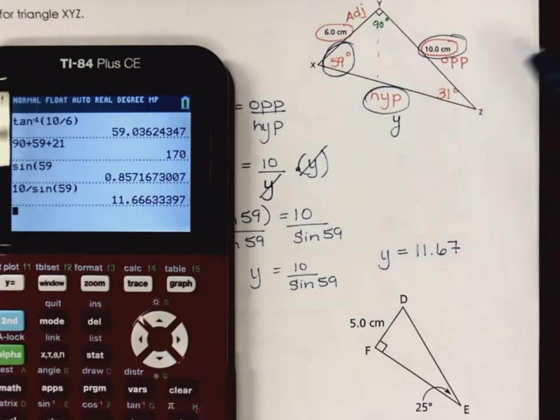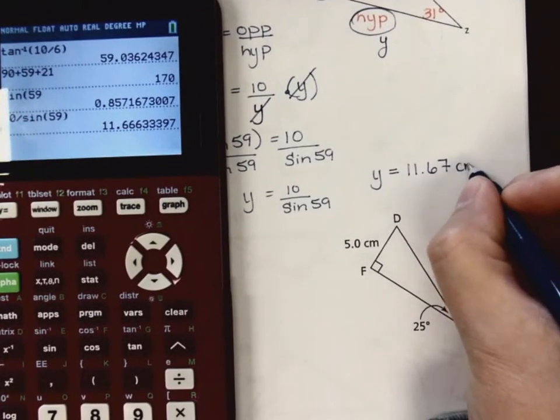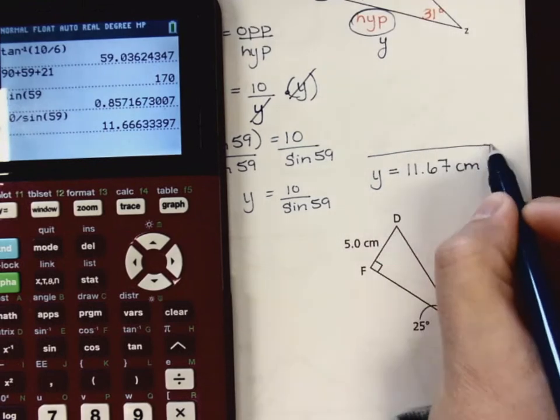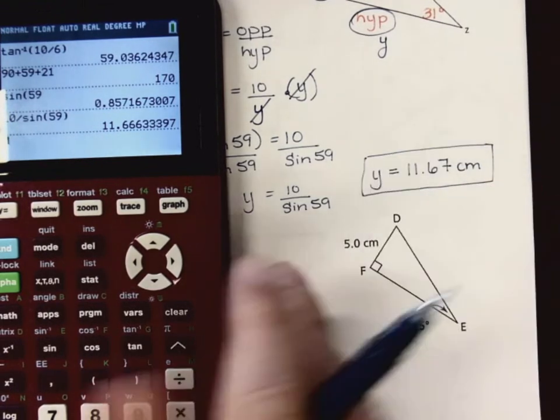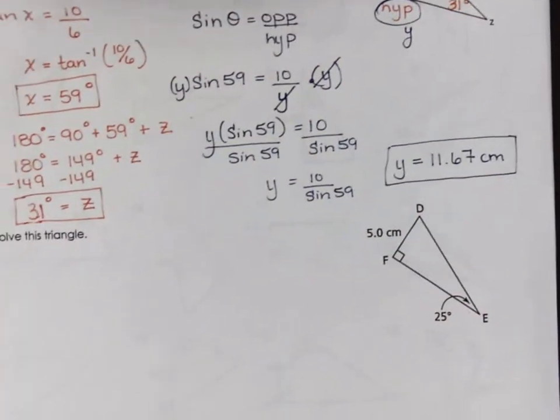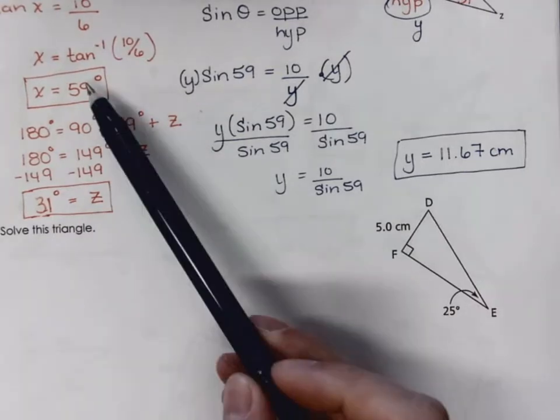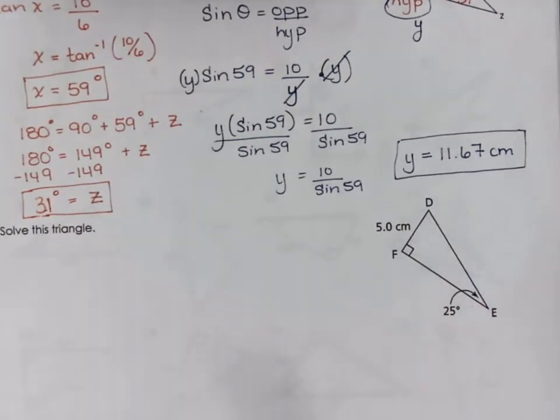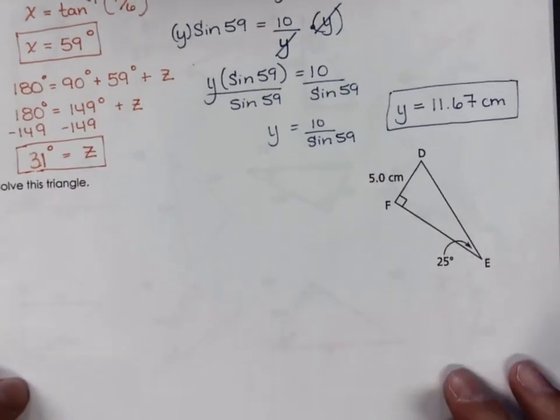It's really important that you list your units of measure. So there are the 3 pieces of information that I needed to solve my triangle: 2 angles and 1 side. So that one's done.